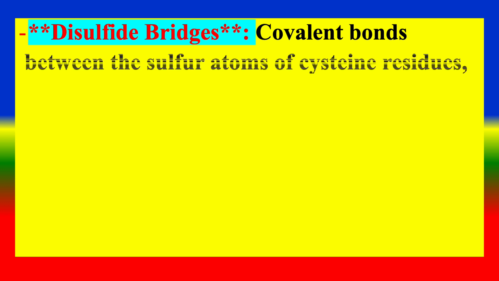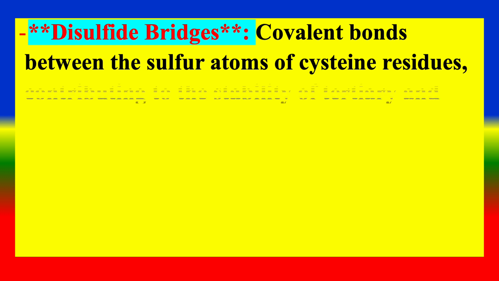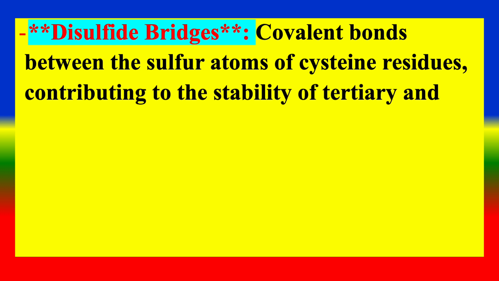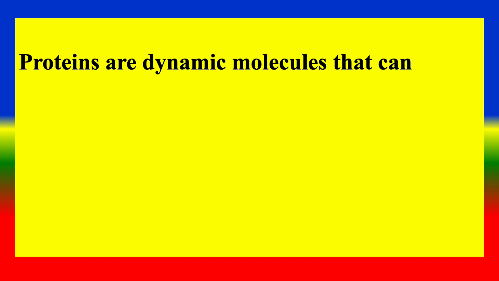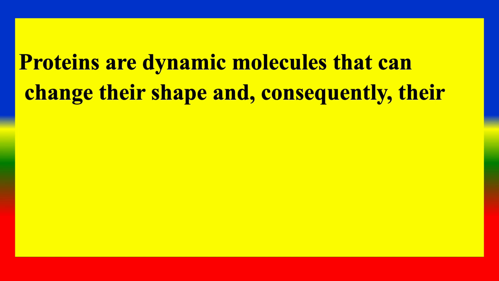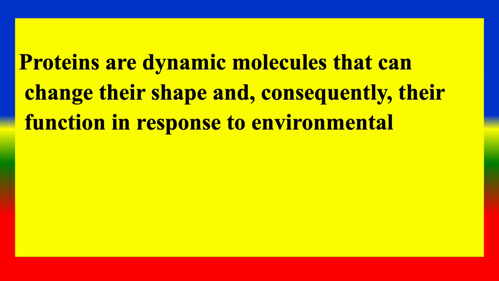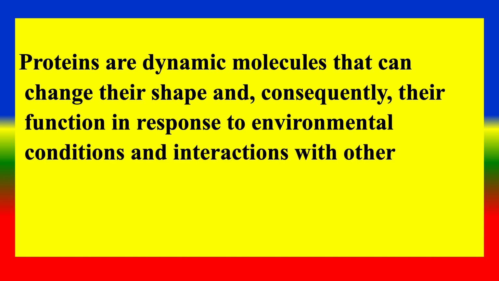Disulfide bridges are covalent bonds between the sulfur atoms of cysteine residues, contributing to the stability of tertiary and quaternary structures. Proteins are dynamic molecules that can change their shape and consequently their function in response to environmental conditions and interactions with other molecules.